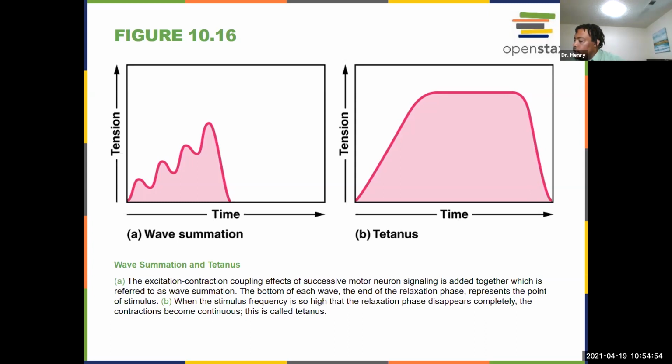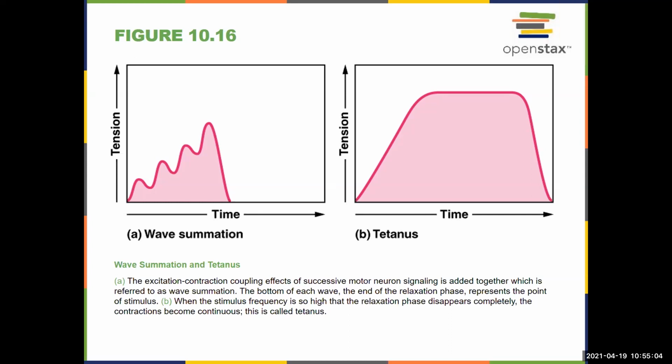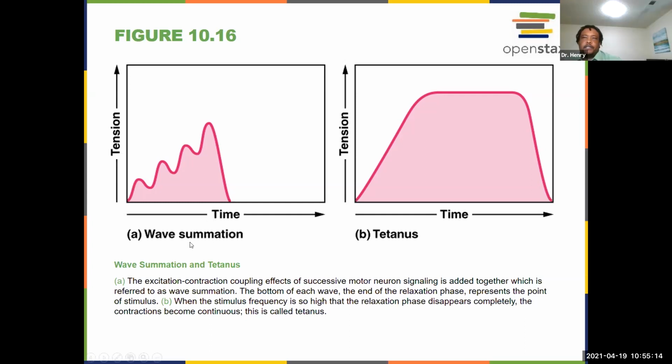So your muscle, right? Have you guys ever had a muscle twitch? Yeah. Where your muscle keeps just going like that? Okay, so that's kind of like your wave summation, where you're just getting that muscle twitch happening. So you get that first one, you get the second one, you get the third one, right?